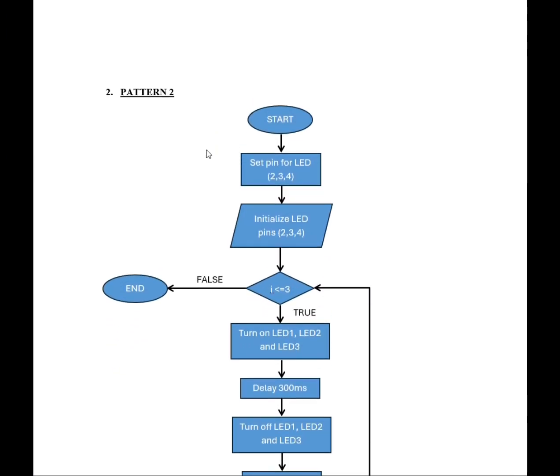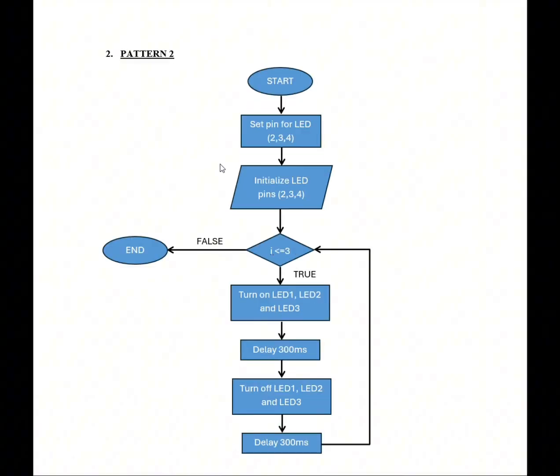Next is pattern 2 of LED configuration. First, we need to set pins 3, 2 and 4 for the LEDs and initialize the LED pins. Then, if I is less than or equal to 3 and it's true, turn on LED 1, 2 and 3 and give a delay of 300 milliseconds, then turn off LED 1, 2 and 3 and give a delay of 300 milliseconds. If it's false, the loop will end.